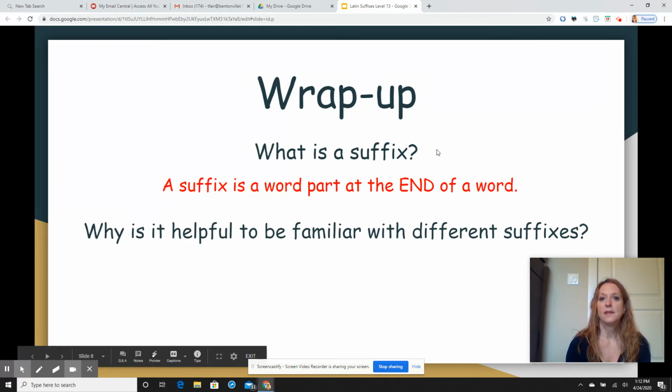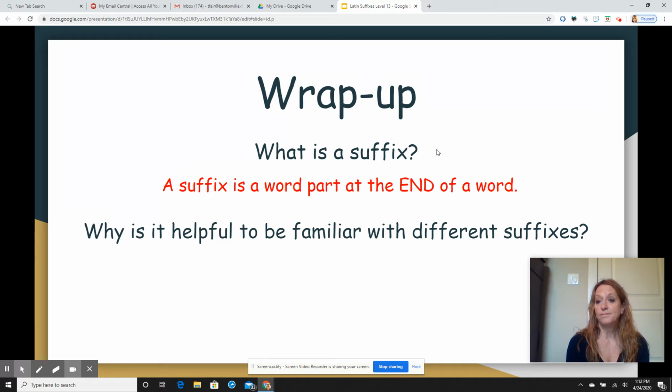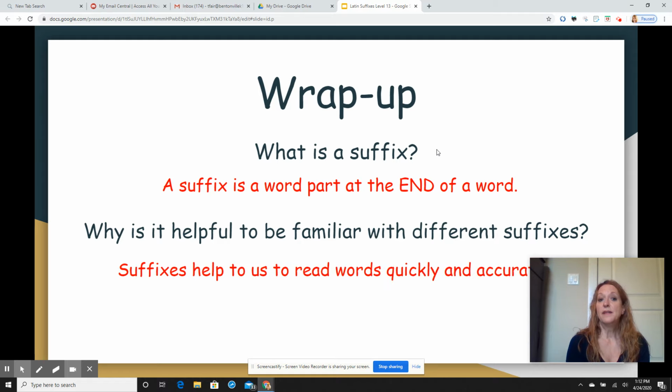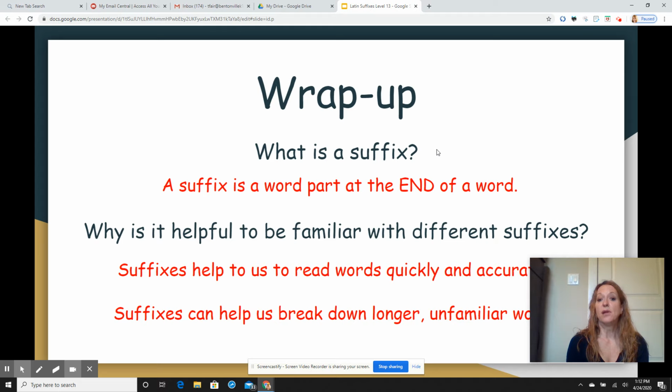Let's wrap this up. What is a suffix? A suffix is a word part at the end of a word. And then why is it helpful to be familiar with different suffixes? That's right. Suffixes help us to read words quickly and accurately. And suffixes can help us break down longer, unfamiliar words. So I hope this helped you with suffixes and helped you to know what a suffix is and how it can be helpful to you.